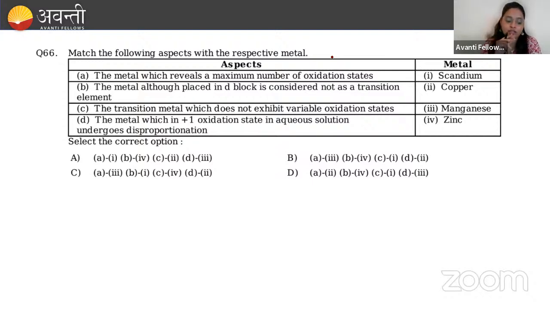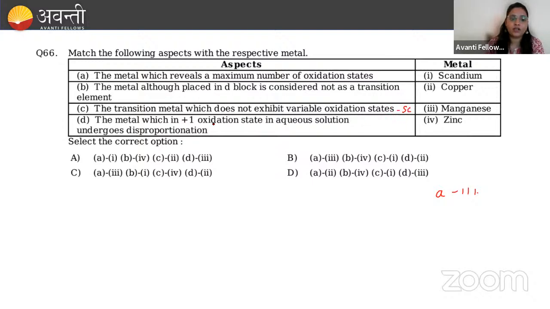Manganese shows vast oxidation states. So for A, the answer will be 3. The metal, although placed in the D block, is not considered a transition element. Which element is present in the D block but is not a transition element? A transition metal which does not exhibit variable oxidation state. Scandium, being the first element of the d series, cannot show variable oxidation state. So scandium is the answer.